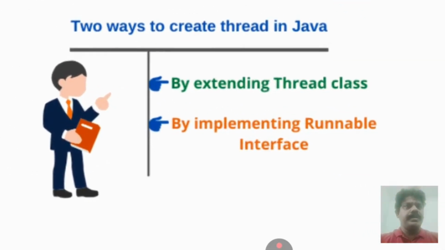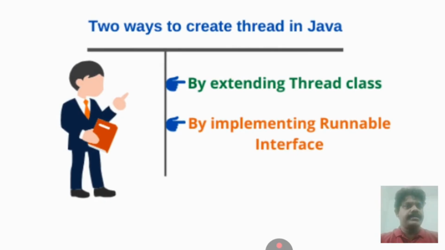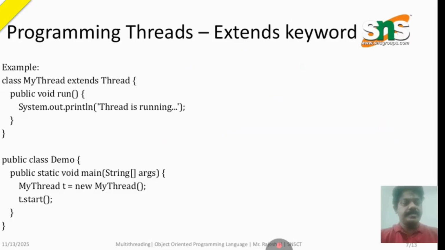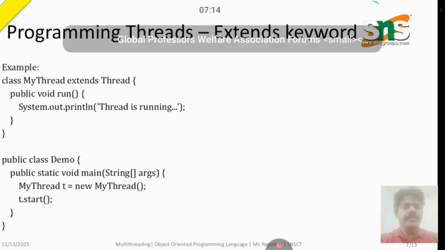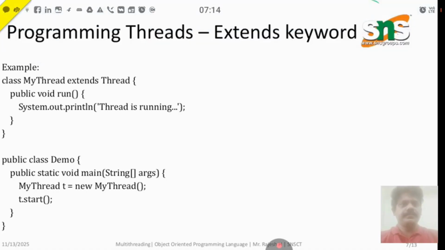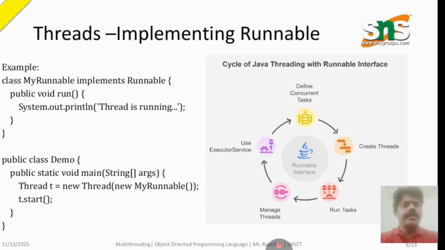Two ways to create the thread are explained: one is extending a class, the other is implementing the Runnable interface. Here you see this example with the use of the extends keyword. You need to define a class, with the class name followed by the extends keyword, and then you can have a run method processing the message that the thread is running. Another class explains the demo of how the new object variable is created with MyThread. Let us see another example with the Runnable interface.